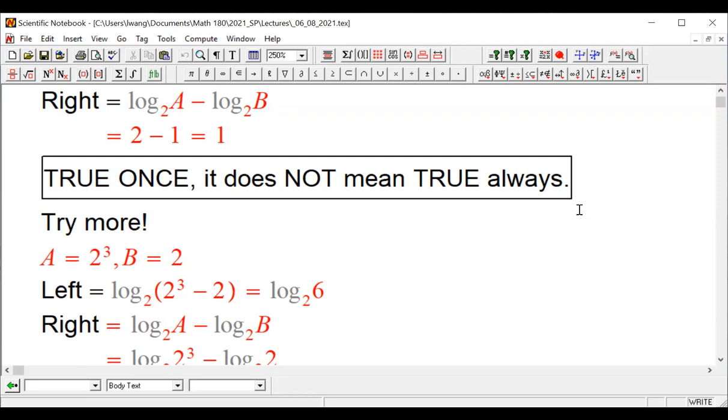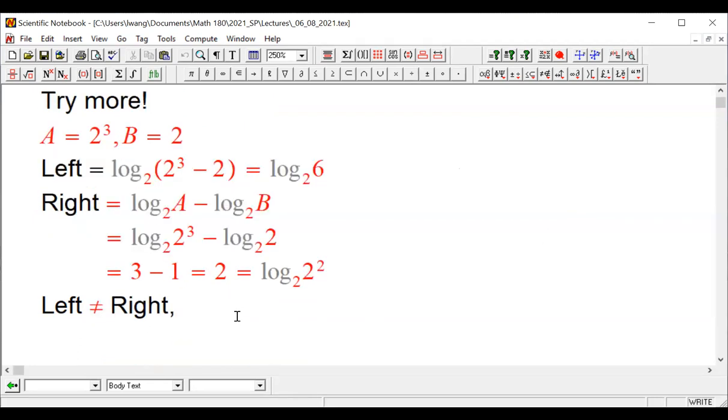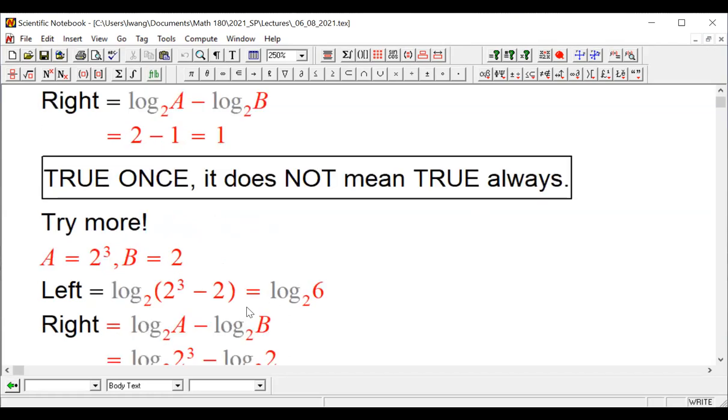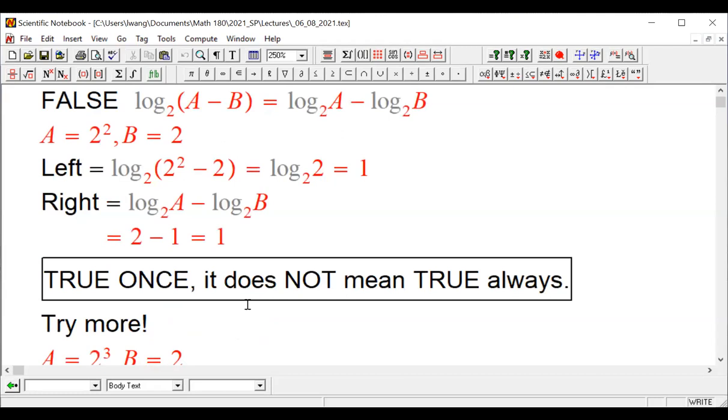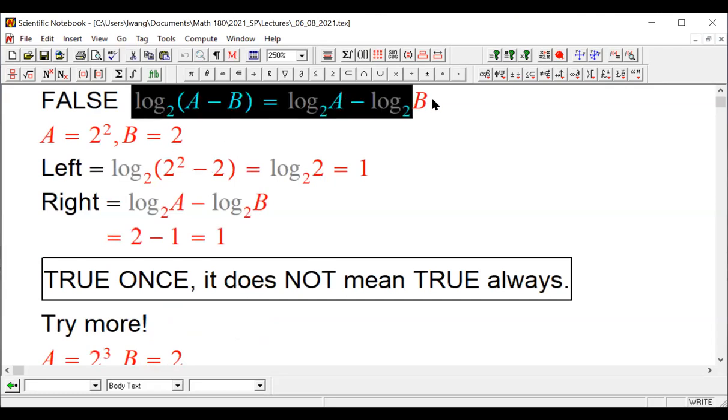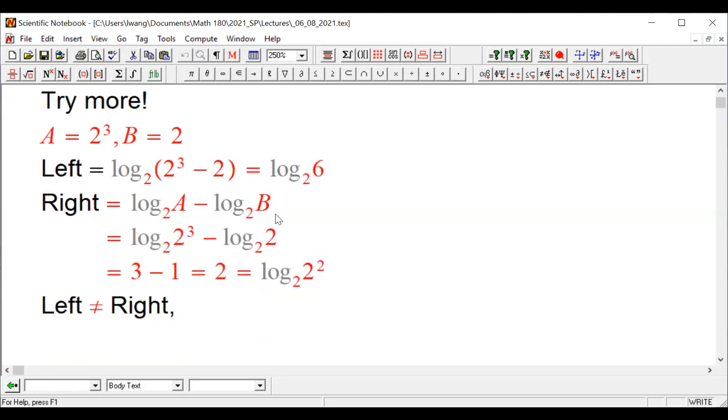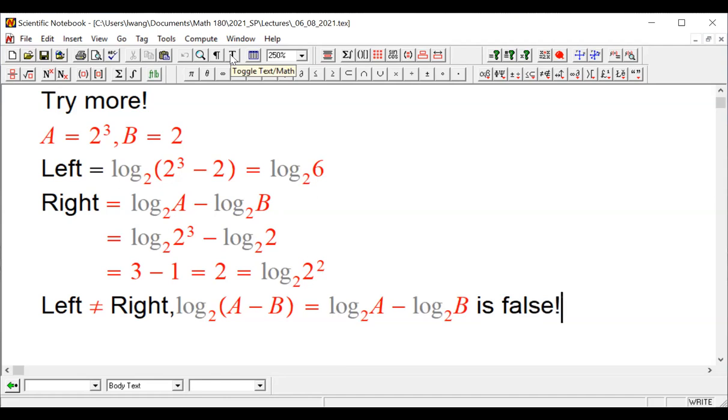Okay, it's very, very important to understand that. So, but we found the false case. We found false once, false, right? So this is what? This is false. It is false.